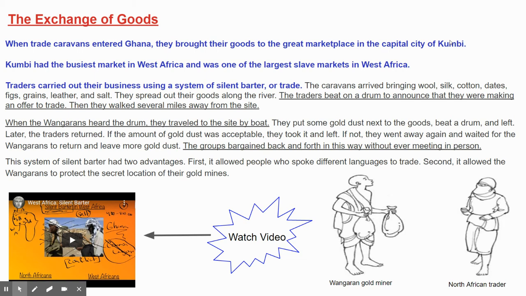This system of silent barter had two advantages. First, it allowed people who spoke different languages to trade. Second, it allowed the Wangarans to protect the secret location of their gold mines.